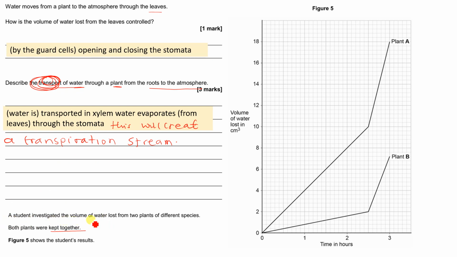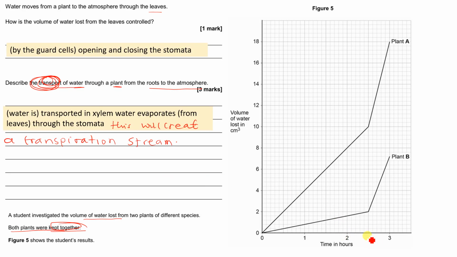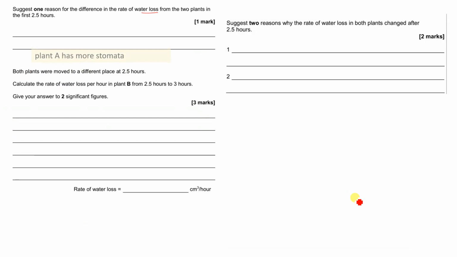Now, a student investigated the volume of water loss from two plants of different species. Both plants were kept together, and this is shown in figure 5, plant A, plant B. Okay, let's see the question now. They say, suggest one reason for the difference in the rate of water loss from the two plants in the first 2.5 hours. So in the first 2.5 hours, which is somewhere here, what is the reason for the difference? Obviously, it can be that plant A has more stomata, so it tends to lose more water. Simple.